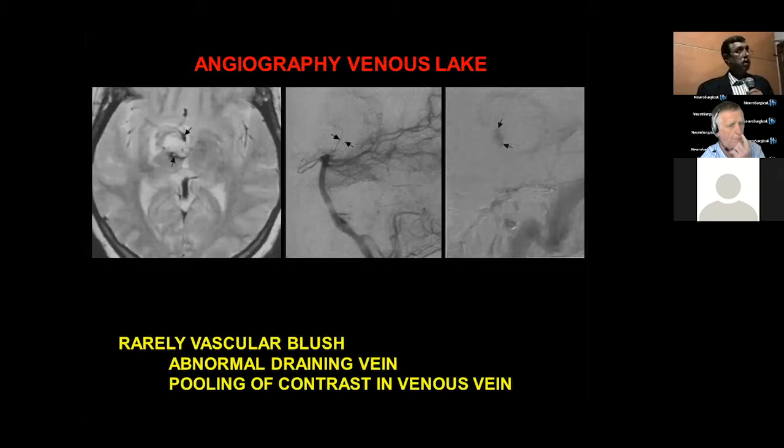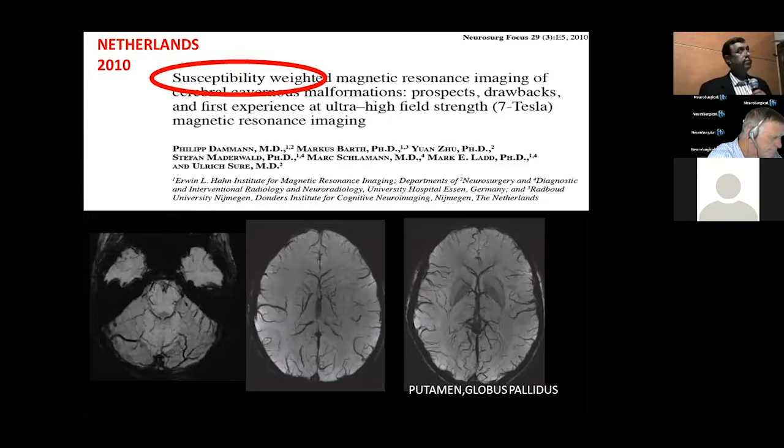Rarely vascular blush, you may see abnormal draining vein, pooling of contrast in venous state or stage. Then came this, susceptibility weighted, which is unique. It topped everything, it topped even the gradient echo. A lot of people don't know what this image is. It is called susceptibility weighted image, where you see these blood vessels in a very beautiful way.